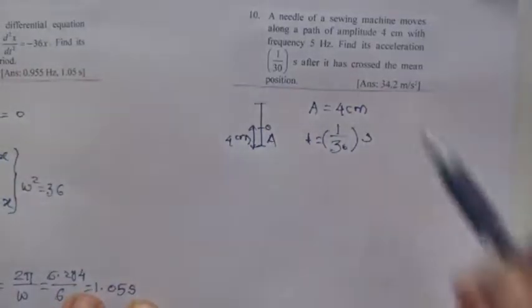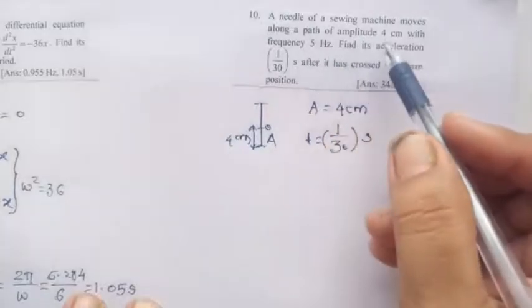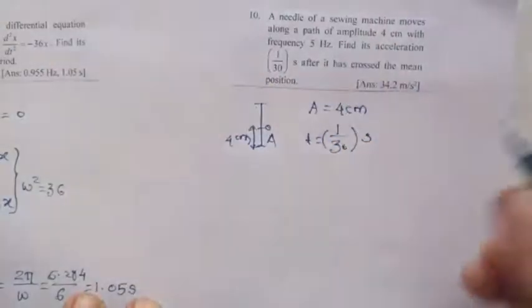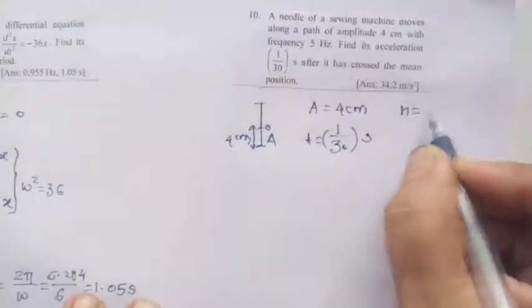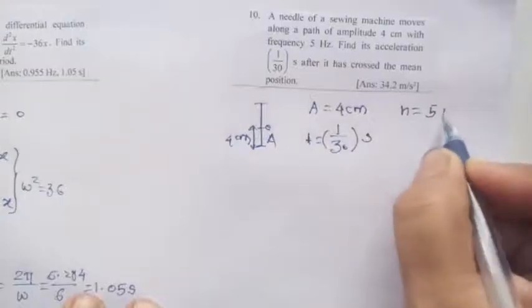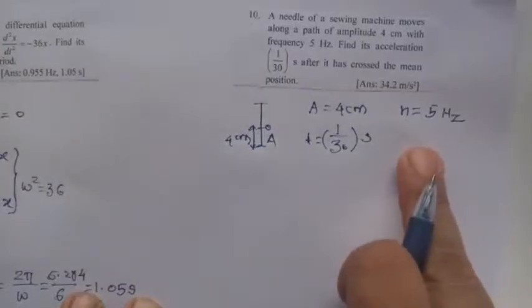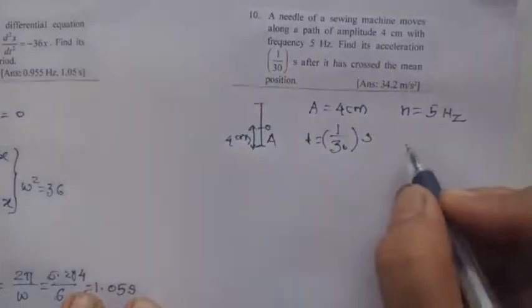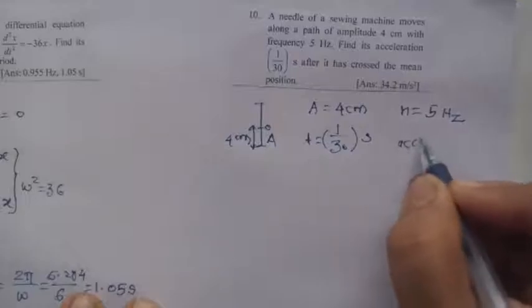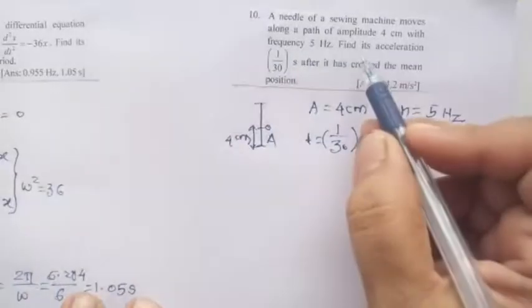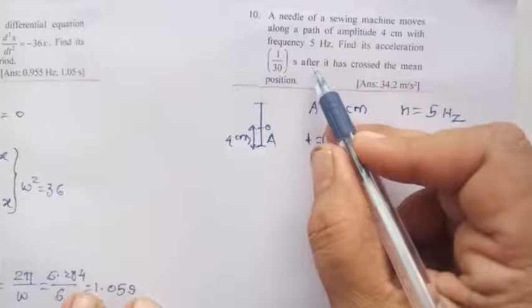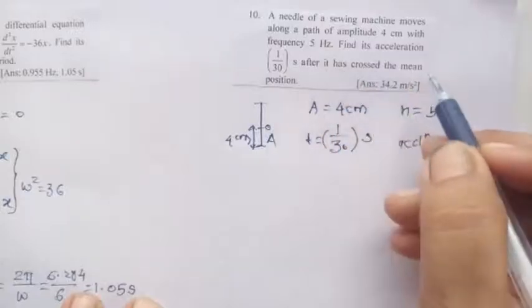When the needle of a sewing machine moves along a path of amplitude 4 cm with a frequency of 5 Hz, n is given, frequency 5 Hz, means in 1 second the needle performs 5 oscillations. Find its acceleration, you have to find the acceleration 1/30 second after it has crossed the mean position.